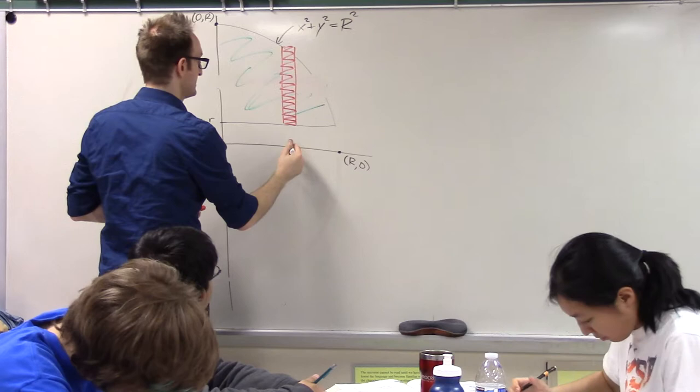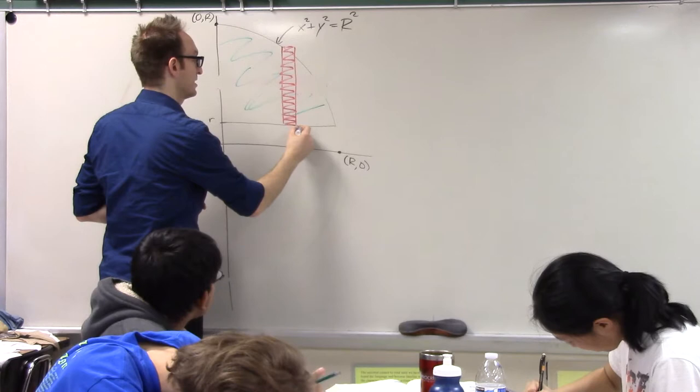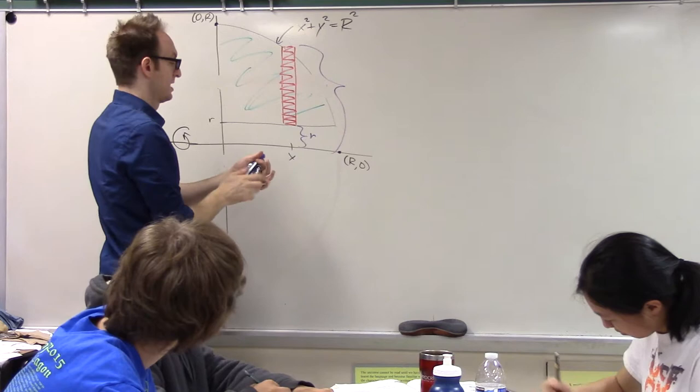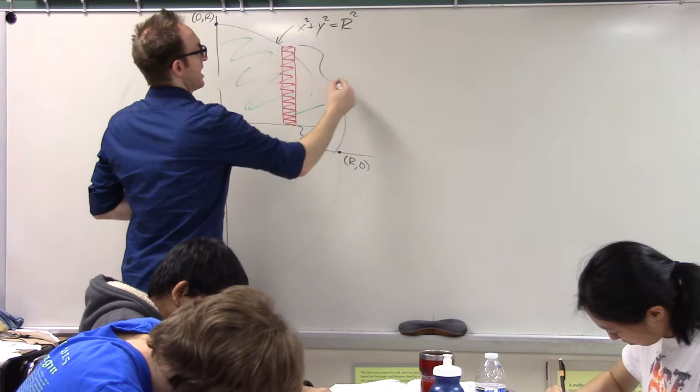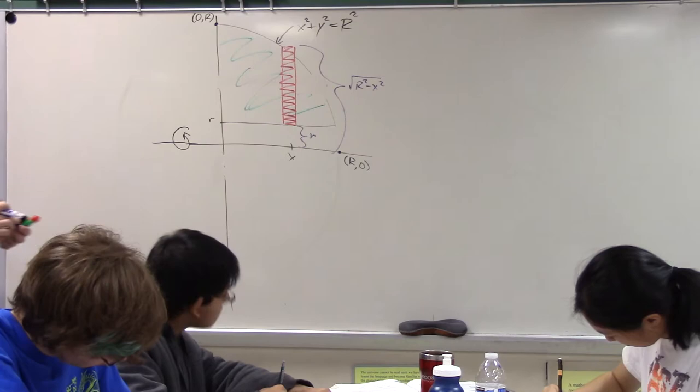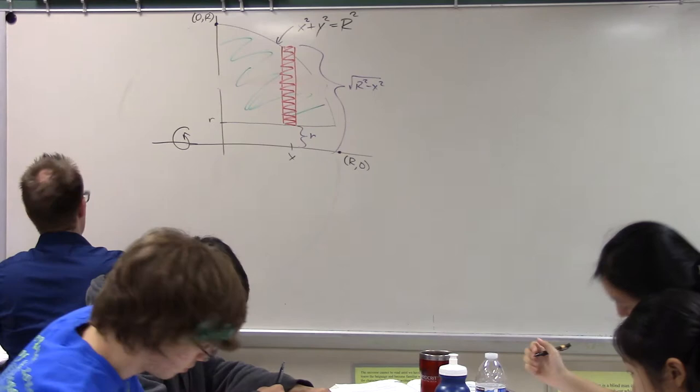For an arbitrarily chosen x value, I need the inner and outer radius. The inner radius will be little r, and the outer radius will be just that height, which is root big R squared minus x squared, because that's what y is. Cool?